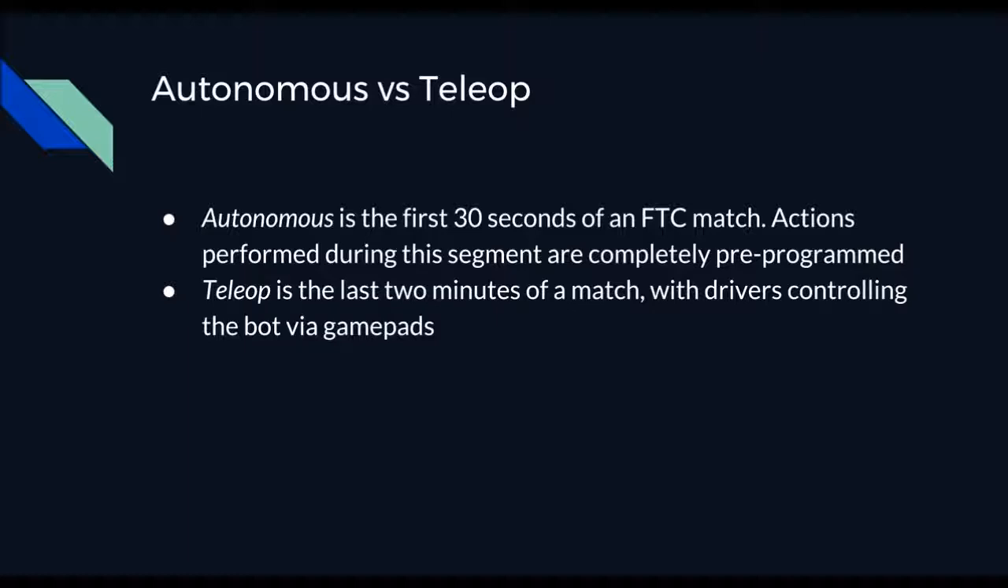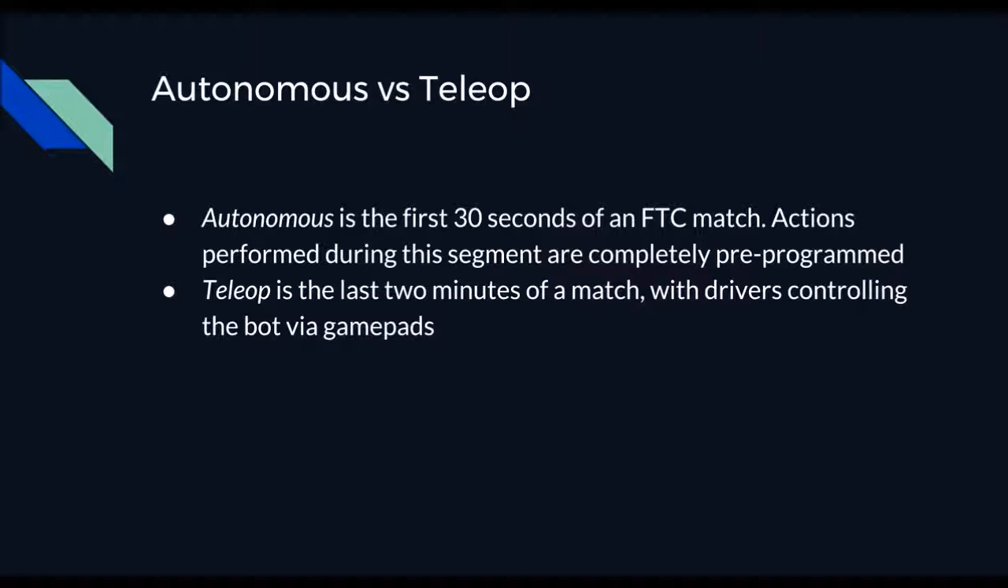So starting out, there are segments in a match. There's autonomous and there's teleop. Autonomous is the first 30 seconds of an FTC match. Actions during the segment are all pre-programmed. And then teleop is the last 2 minutes of a match with drivers controlling the bot via the gamepad. That's what we just learned how to program, how to hook up servos to buttons and motors to toggles, which is great.